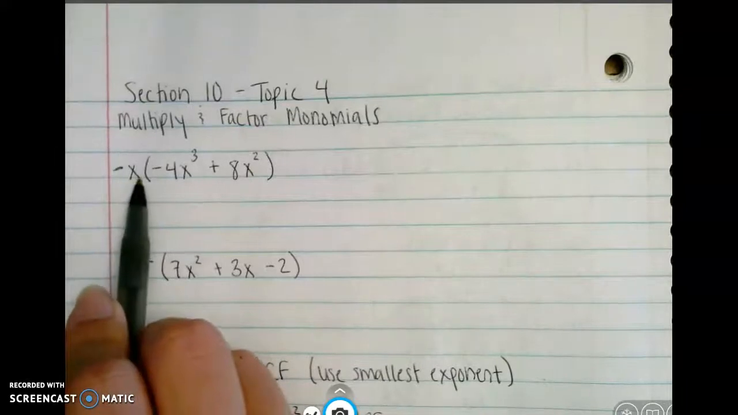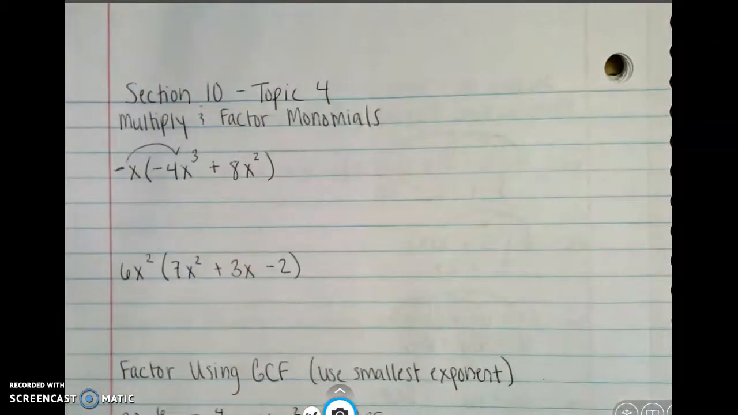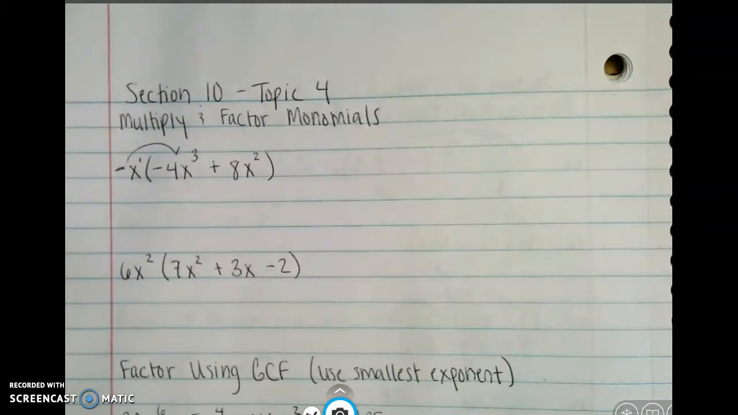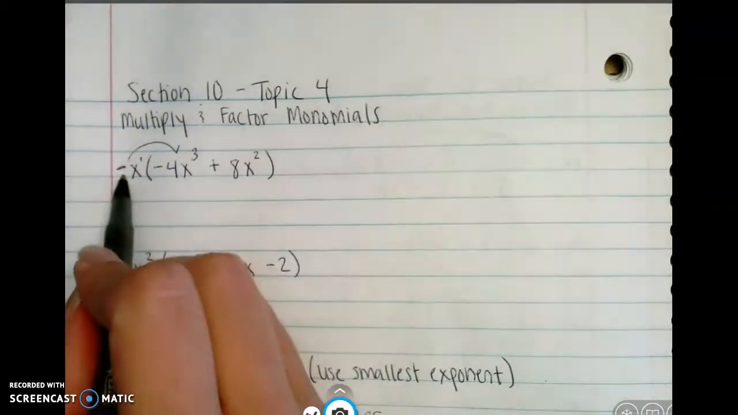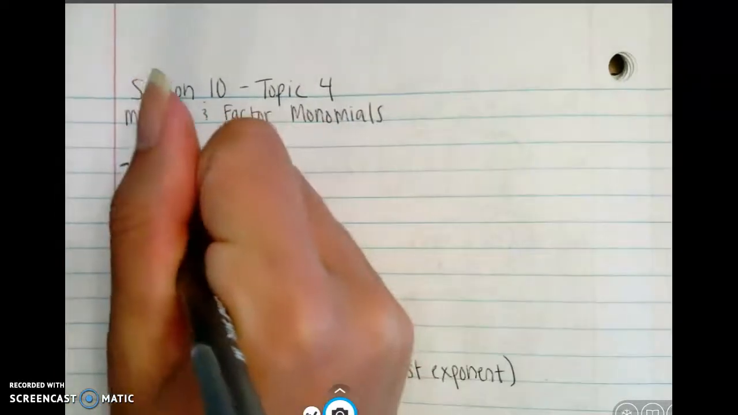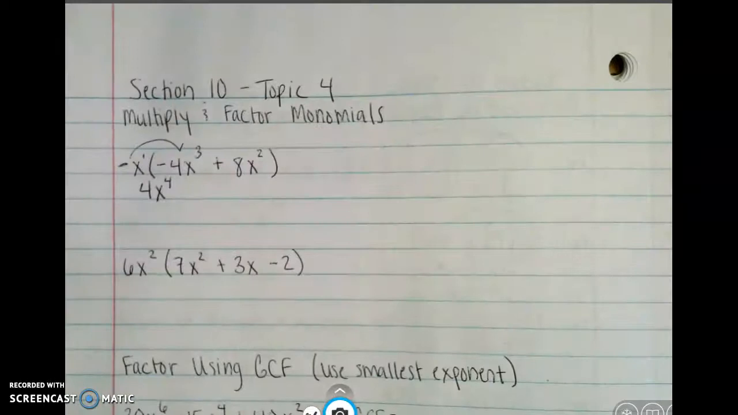So what we're going to do is, to get rid of parentheses, we need to distribute. So I'm distributing and I'm multiplying. So remember, when you multiply, the exponents are added together. So on the outside of this problem, I have negative x to the first power. So negative times a negative is a positive 4x, and we're adding the exponents. 1 plus 3 would give us 4.